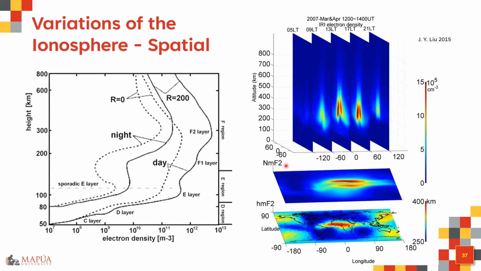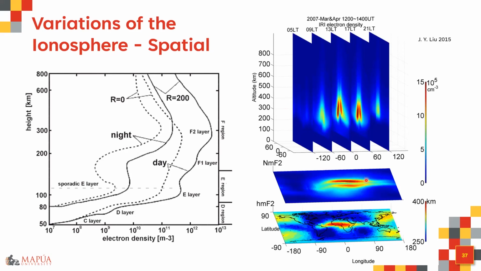So this is your density at the F2 layer. And naturally, because you have more ionization, you have higher heights. So at this region where you have high ionization, the height of that F2 peak layer will also be higher, around 400 kilometers. But in regions where there is low ionization, that peak layer is at lower altitudes. That's your geographic or spatial variations.